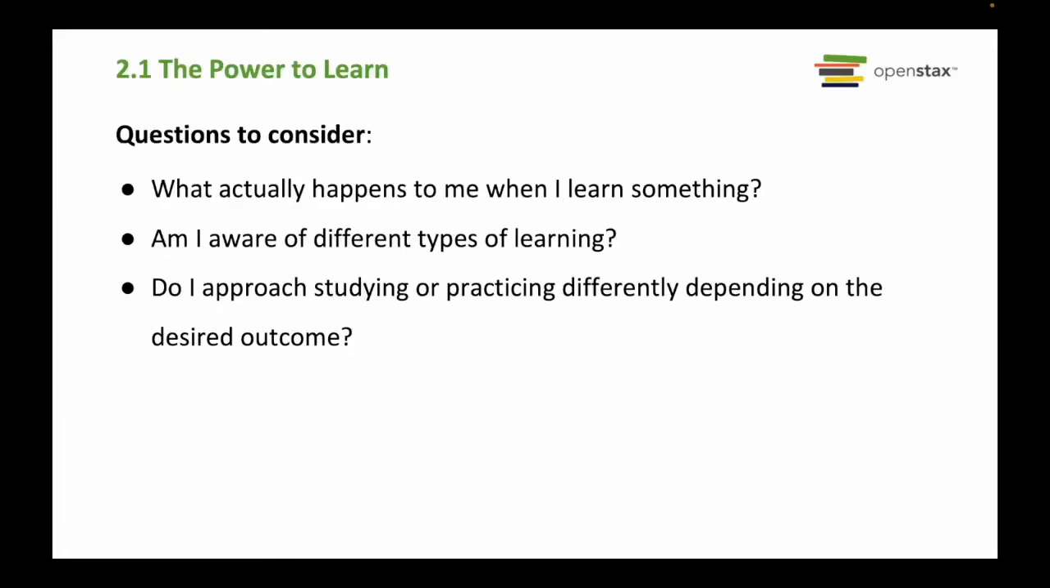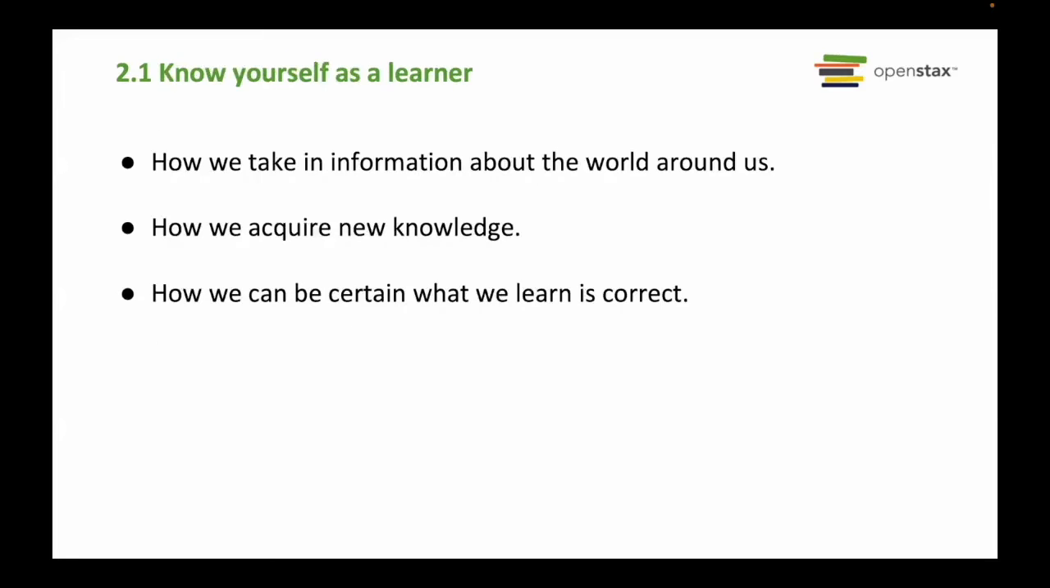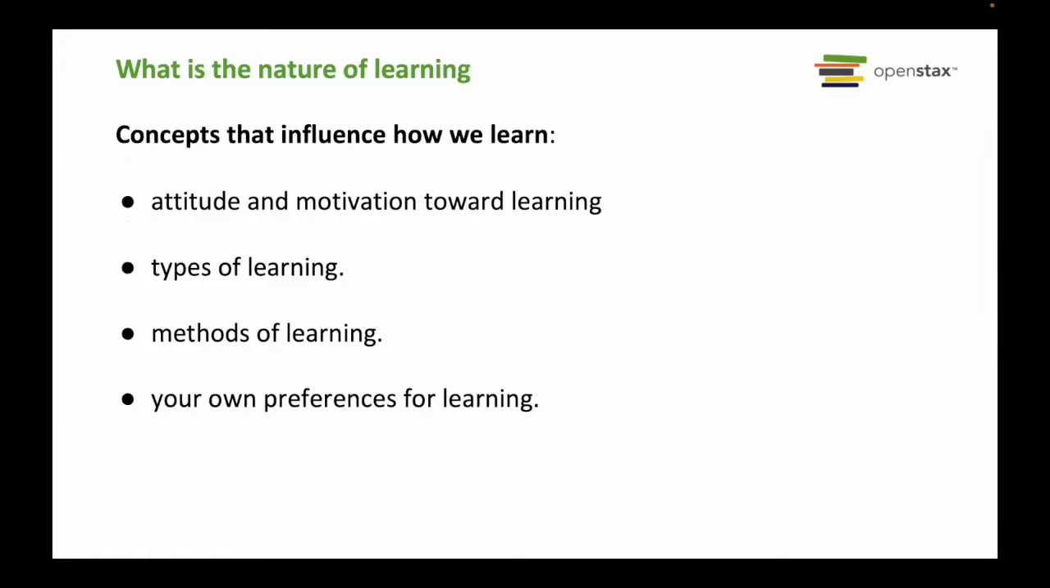2.1, the power to learn. Here are some questions to consider. What actually happens to me when I learn something? Am I aware of different types of learning? Do I approach studying or practicing differently depending on the desired outcome? Know yourself as a learner. How we take in information about the world around us, how we acquire new knowledge, and how we can be certain what we learn is correct.